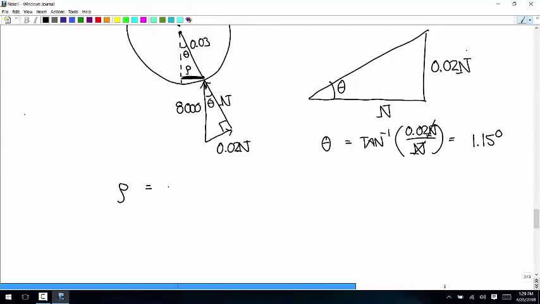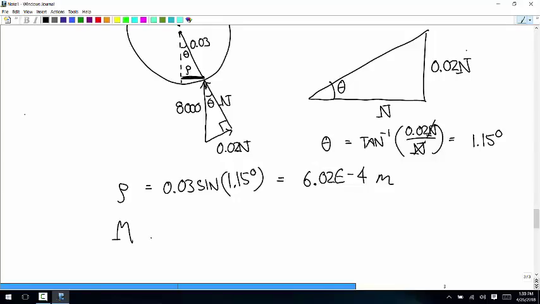And so the row vector is 0.03 times the sine of 1.15 degrees. And what do you get for that? 6.0 times 10 to the negative fourth. Okay, and that's meters. And so the moment is equal to 8,000 times that, which I think is just 4.8.